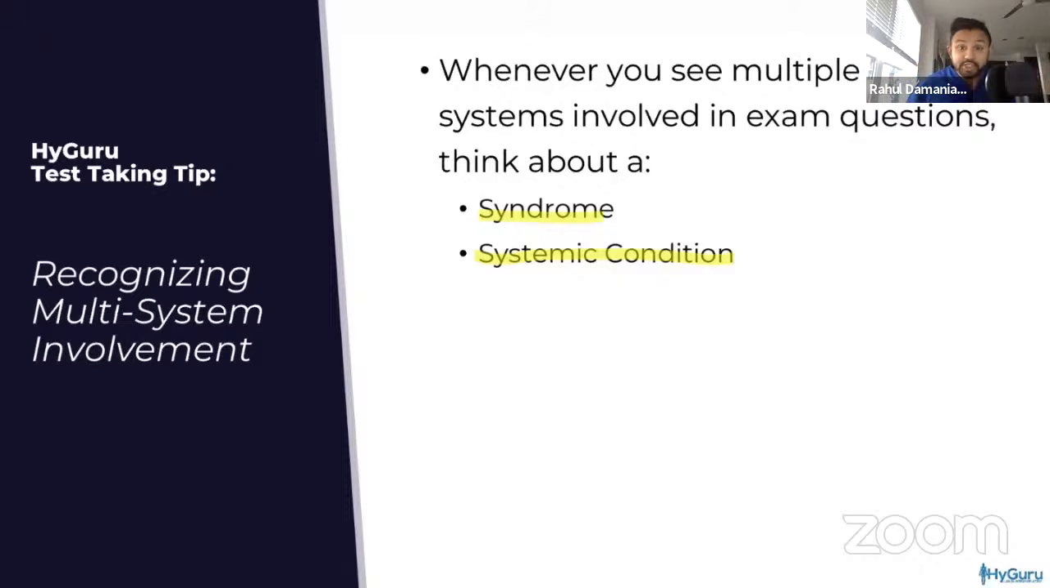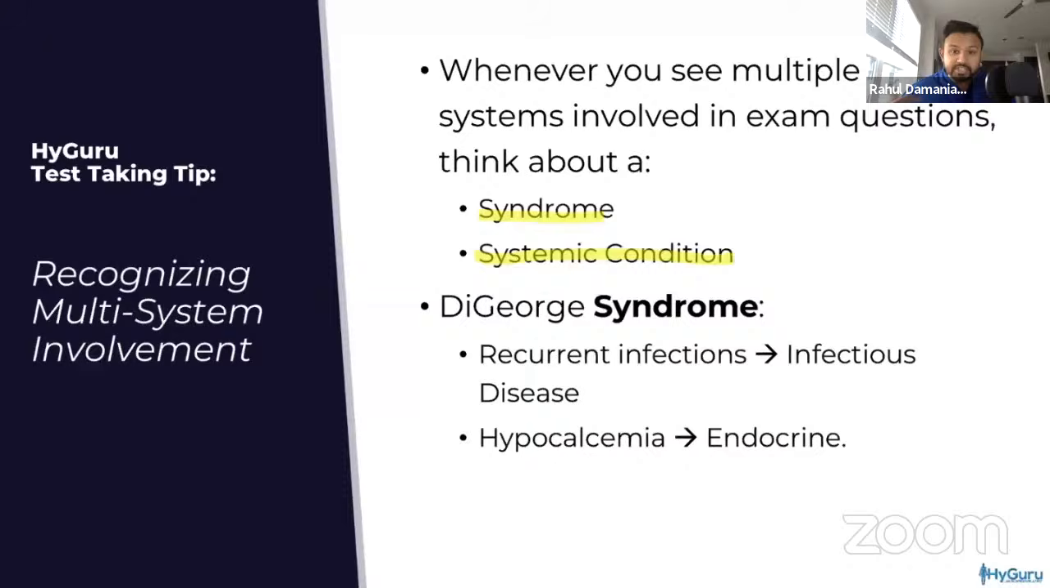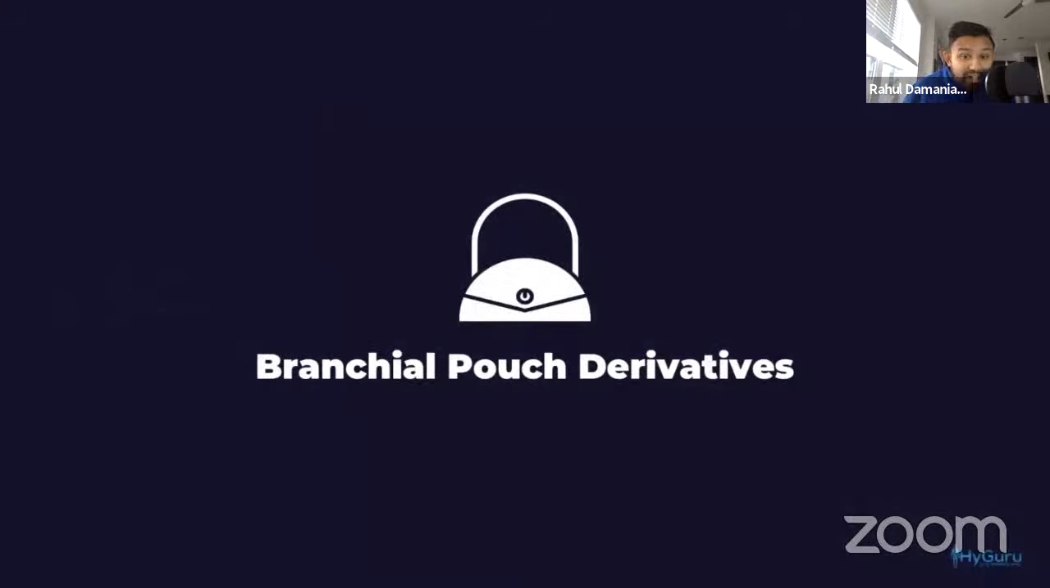And systemic conditions for your exam are going to be things such as infectious disease and rheumatologic. These are going to be very important, high-yield things for you to paraphrase throughout the test question. DiGeorge syndrome is a great example of a patient who has recurrent infections related to infectious disease, as well as hypocalcemia. So now let's talk a little bit about branchial pouch derivatives.